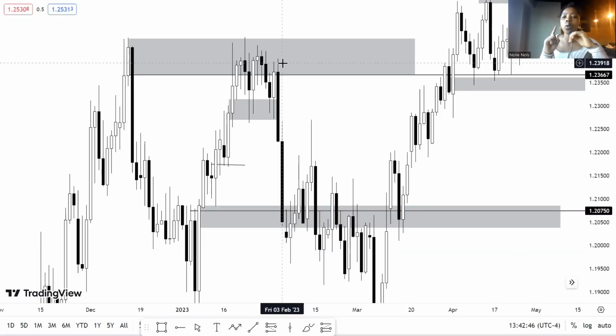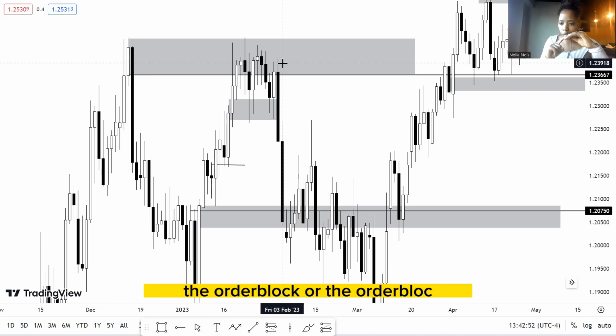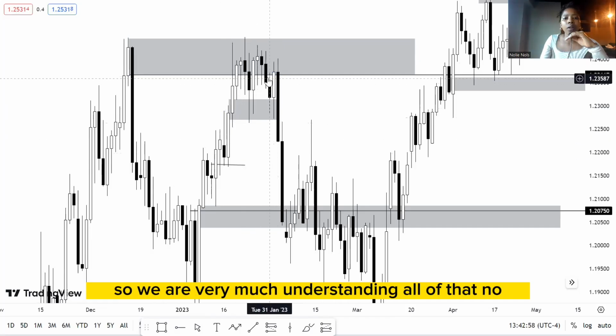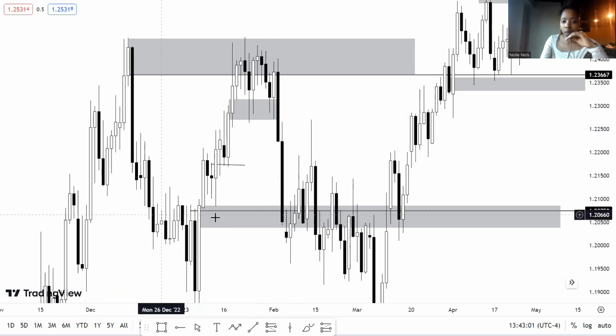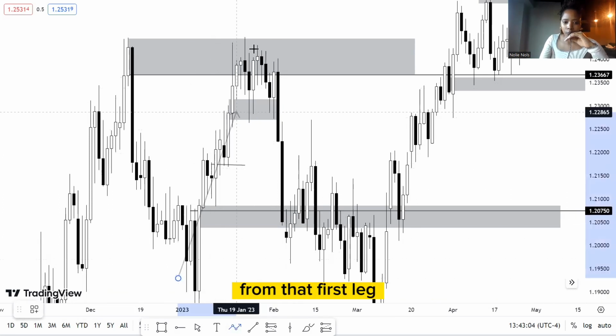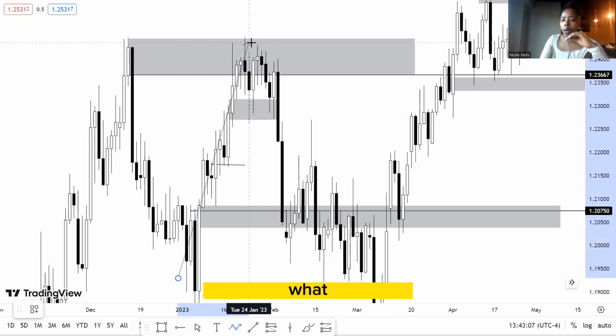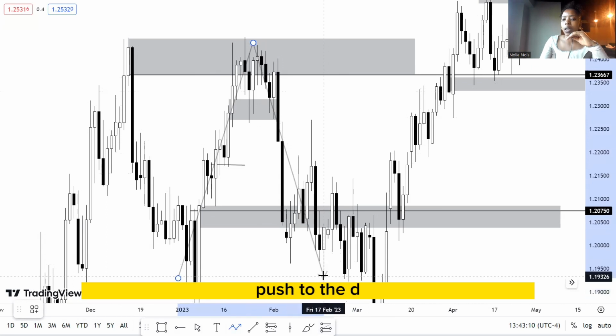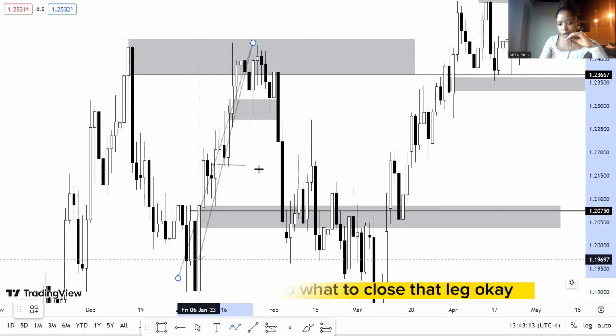Now, all you need is really the order block, the fair value gap, the imbalance, and the order block void, which is the rejection. Okay, so we are very much understanding all of that now. So from that first leg, what do we expect now? A push to the downside. To what? To close that leg. Okay.